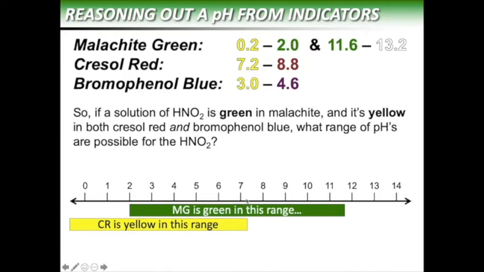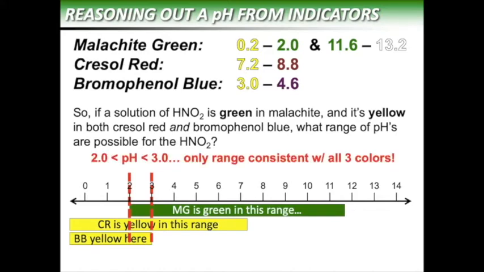But Bromphenol Blue is going to let me narrow it down even further. Because Bromphenol Blue, being yellow in color, tells me that the pH of my HNO2 has to be 3 or lower. And so if I put that in here, now what I'm looking for is the only spot where all 3 indicators are the color that we say they are. And that is only here between 2 and 3. Any pH outside that range and one or more of those colors would be different. And so that lets me lock it down and say that that's the pH I'm looking at, something between 2 and 3. It's the only range consistent with all 3 of my colors.